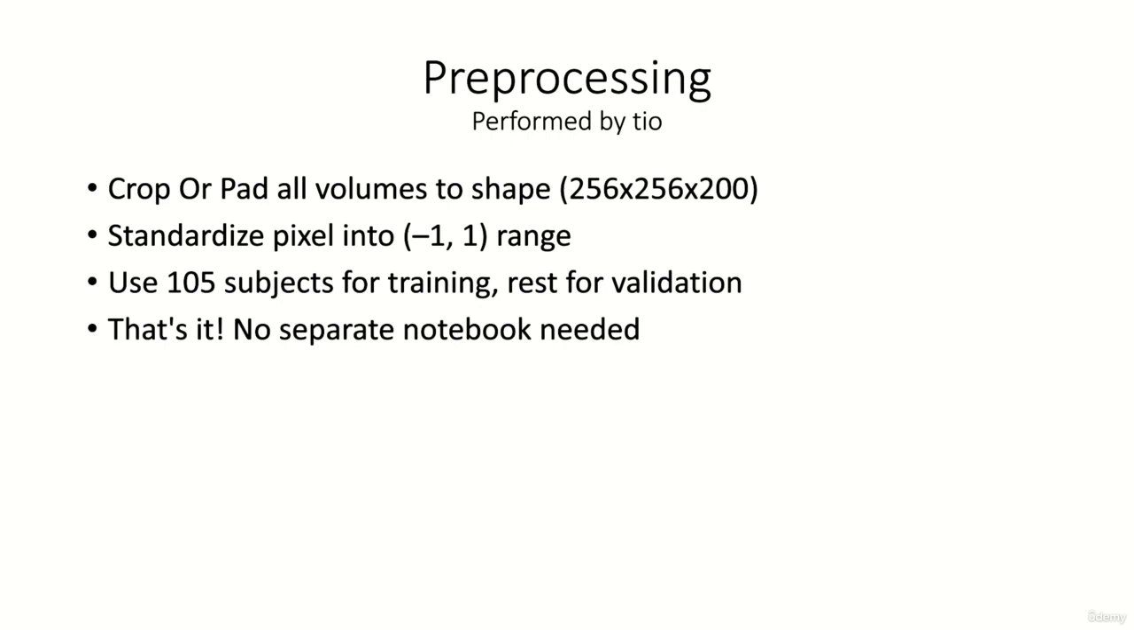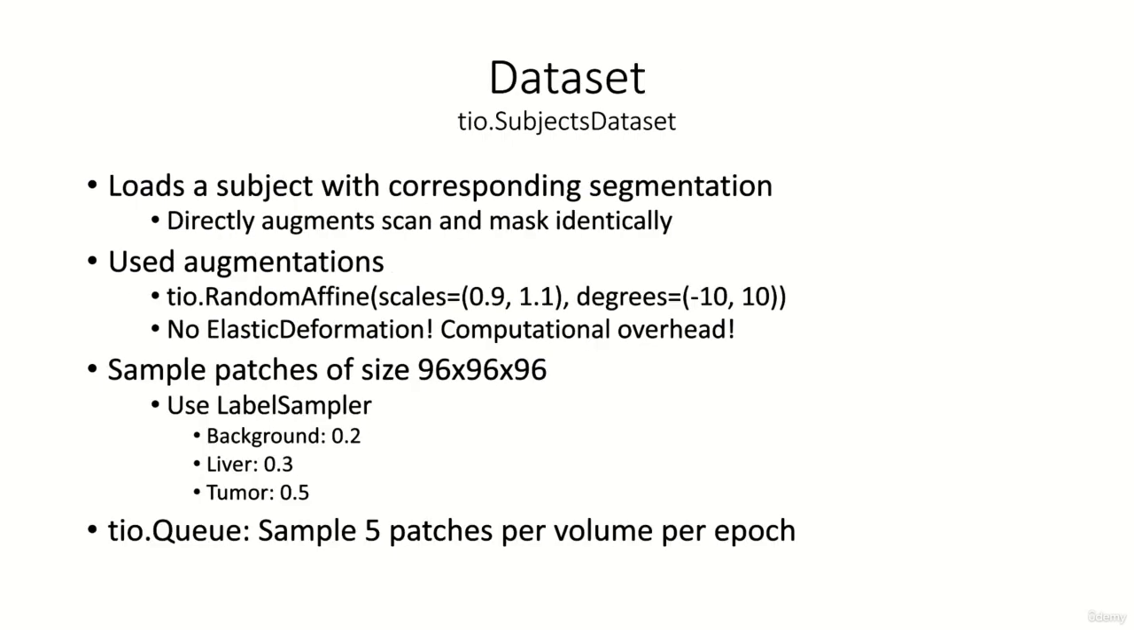At first, we crop or pad all volumes to the same shape of 256 times 256 times 200. Cropping or padding simply means that we either pad the volume with zeros or crop exceeding slices. Next, we standardize all pixels into the -1, 1 range. Last but not least, we tell the dataset that it should use the first 105 subjects for training and the remaining ones for validation.